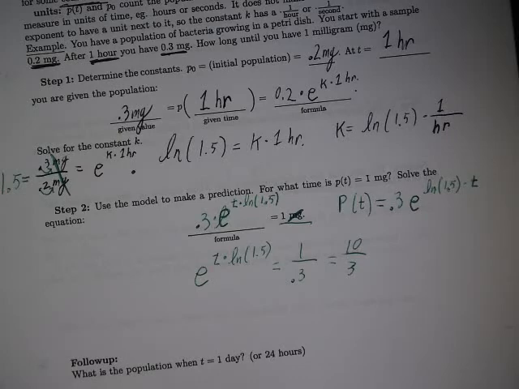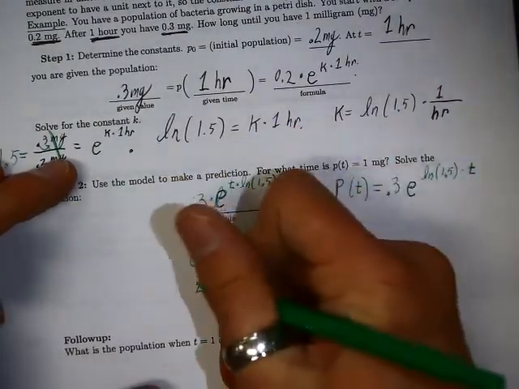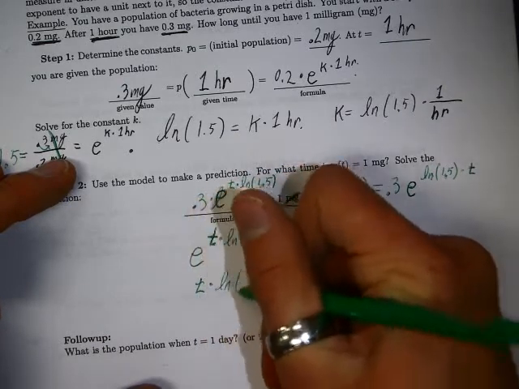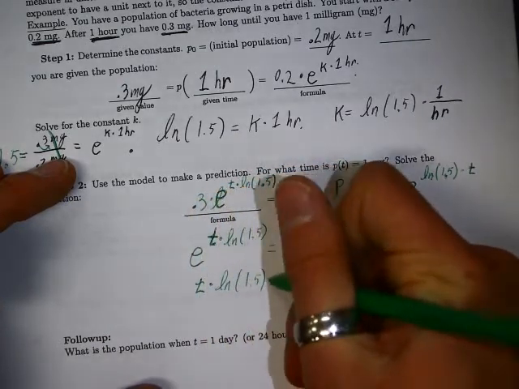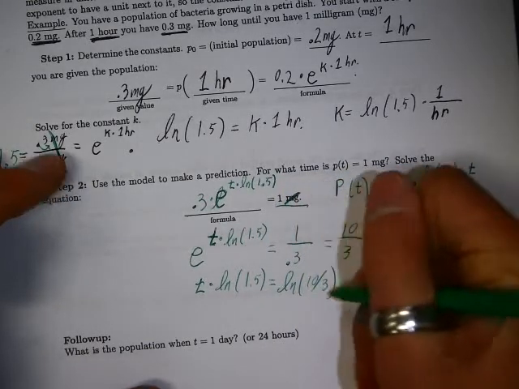Natural log of both sides. Yeah, take natural log of both sides. I guess that's the same as what I call rewriting it in log form. So rewriting it in log form, t times ln 1.5 is equal to ln of 10 over 3.